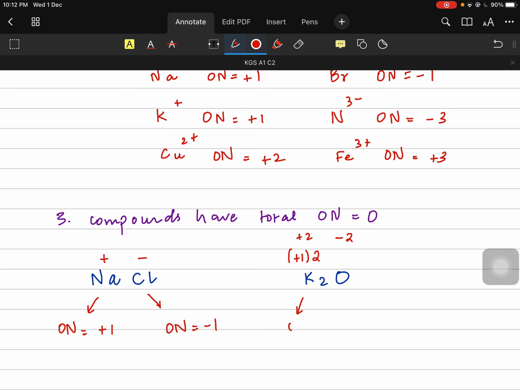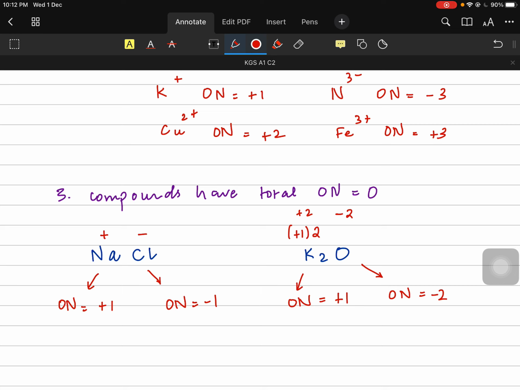So for potassium, the oxidation number is +1. You write it for a single atom, and for oxide, the oxidation number is -2. You don't write it for a whole, you write it for a single element. For a single atom I'm talking about, for a single potassium. We never record the oxidation number for multiple atoms at once. It has to be very simple, very individual.